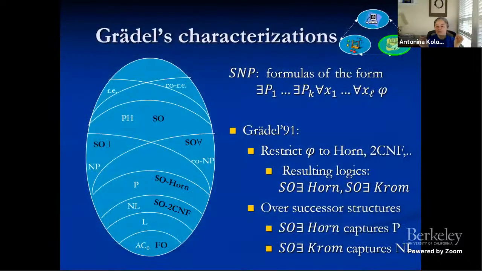Okay, so Fagin's characterization shows that without any assumptions on the underlying structure, NP corresponds to existential second order formulas.